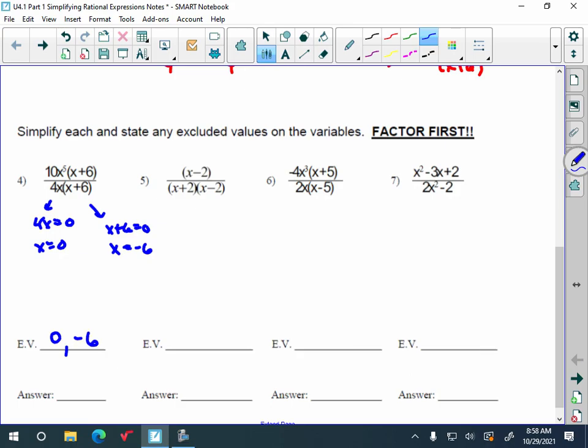Now we want to go ahead and simplify. We always do this excluded value stuff before we start canceling things out. It's always your first step. You factor first, then you find your excluded values. Now you go ahead and start simplifying. Monomial terms can cancel with monomials. Binomials can simplify with binomials. Here we have a monomial term 10x to the fifth and another monomial term on the bottom, 4x. Those can simplify because they're both monomial terms. I have a binomial x plus 6 and another binomial exactly the same, x plus 6. Those can cancel because they're exactly the same.